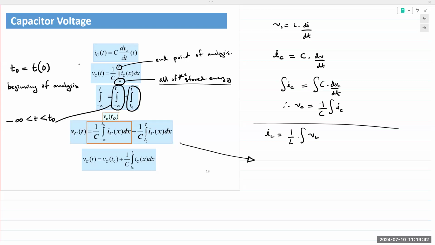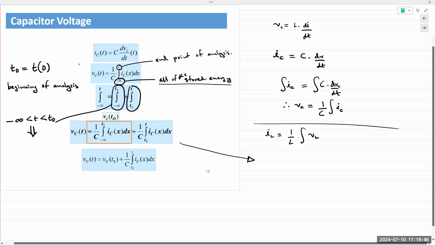So again, I'll repeat. The concept of minus infinity to t0 means it is in the past. And from there, we would like to determine all of the stored energy in the component. Okay.